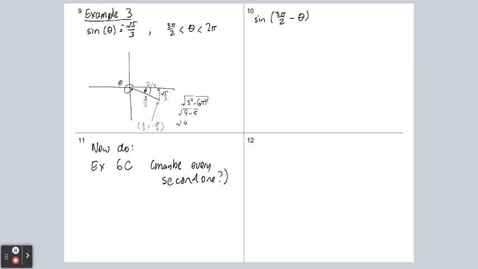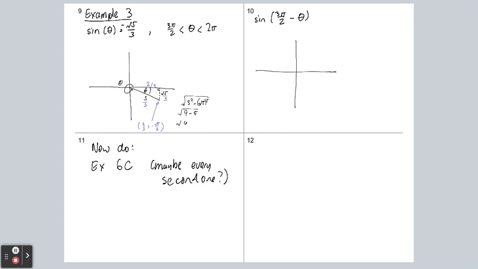So I draw my next set of axes. This bit tells me where to start. I'm starting at 3 pi on 2, so I'm starting from the y-axis. Then minus theta tells me I'm going to go backwards by theta. To get to this quadrant here, I had to go through 3 quadrants. So I'm going to do the same thing but backwards, because it's minus theta. If that was plus theta, I'd go forwards, but it's minus theta, so I'm going back 1, back 2, back 3.